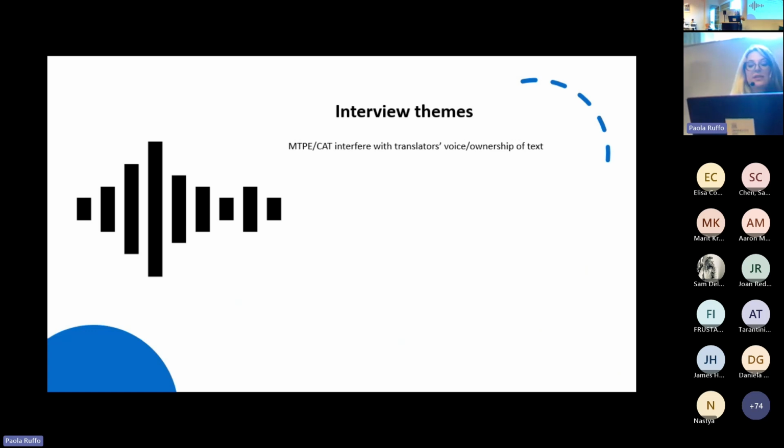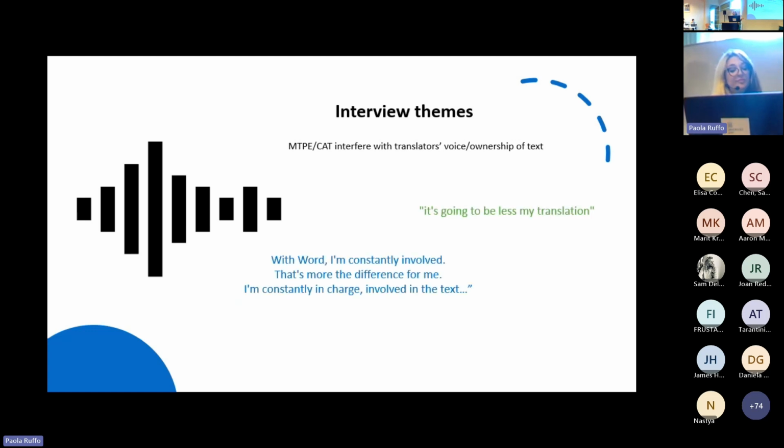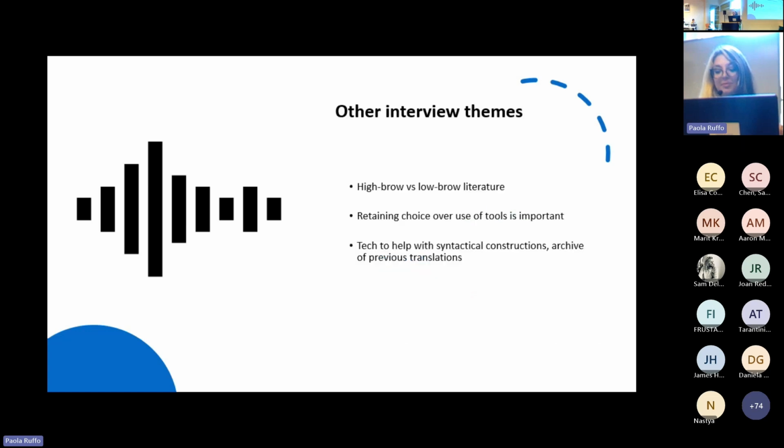And then another theme was that saying computer-aided translation interferes with translators' voices and ownership of the text. So they're saying it's going to be less of a translation. With Word, I'm constantly involved. That's more the difference for me. I'm constantly in charge and involved in the text. And then I say, I don't trust myself because there'll be mistakes I don't see. So this is also kind of related to what we said before, being lazy. Machine translation is dangerous because you let all the mistakes slip.